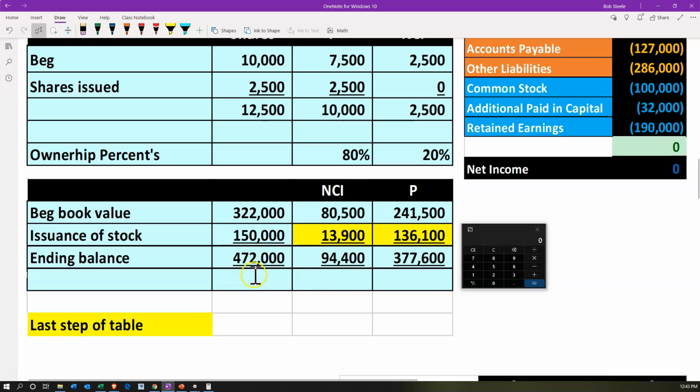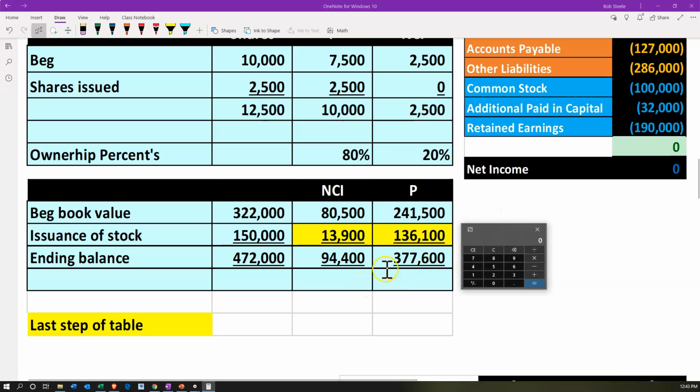Then we want to break this out between controlling and non-controlling interest using the new percentages, the 80-20, rather than the old percentages of 75-25. Our ending goal is to have this 472,000 broken out between 0.8, which would be the 377.6, and 0.2, which would be the 94.4. Once we know those two ending numbers, we can back into how to break out that 150,000 to get to our ending numbers, which now reflect the 80-20.